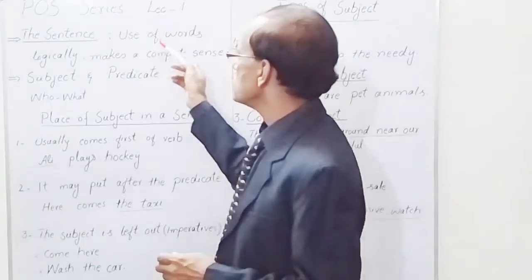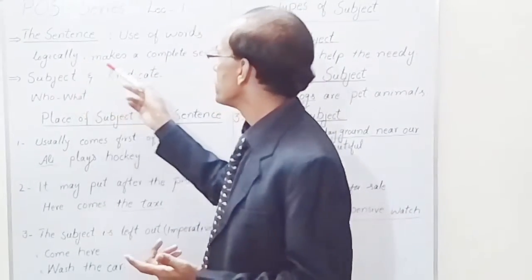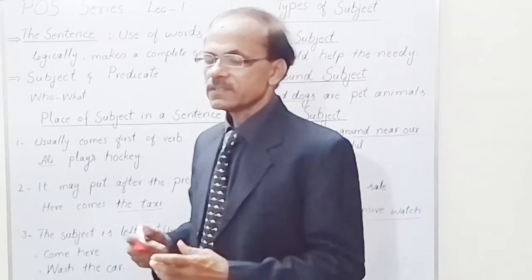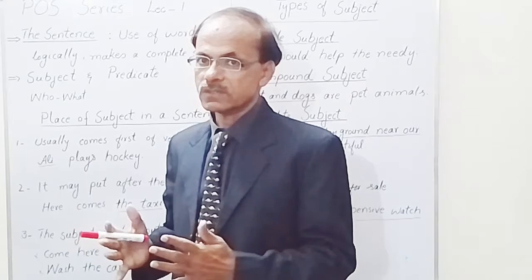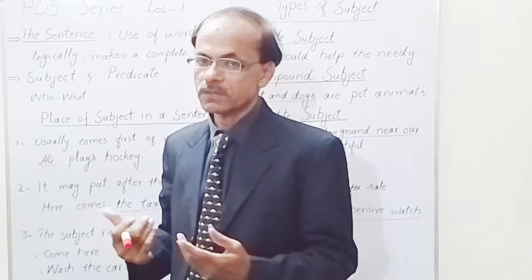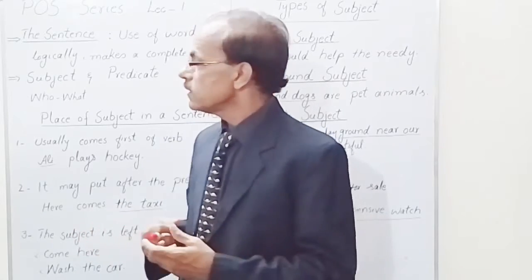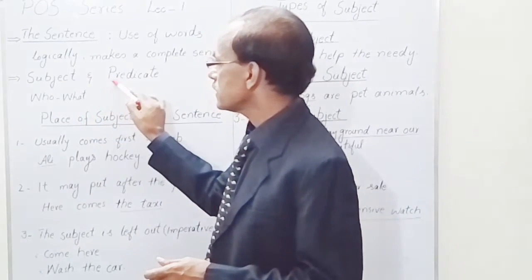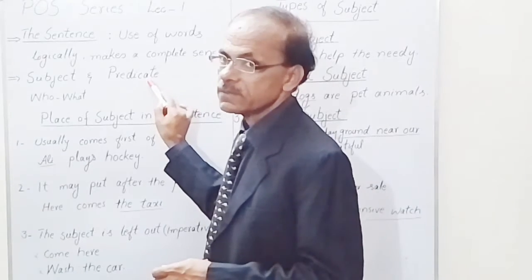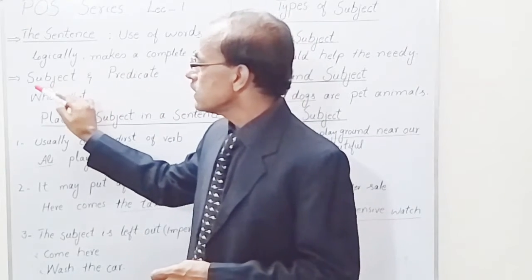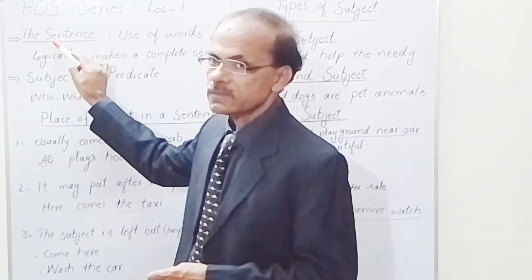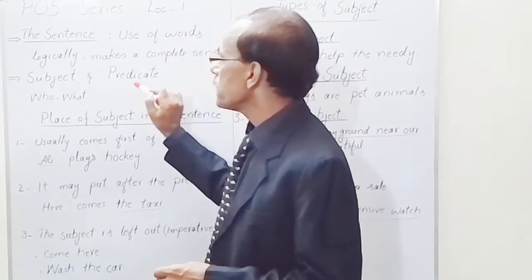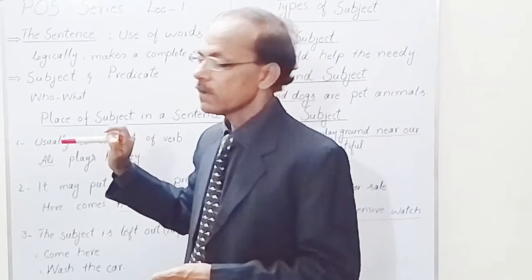A sentence, you can say, is the use of words logically that makes a complete sense. If there is a sentence, then of course it has some parts which we grammatically name. The first part is called the subject, and the next part is called the predicate. Today our topic is the subject in a sentence. In our second lecture, we shall discuss the predicate in a sentence.